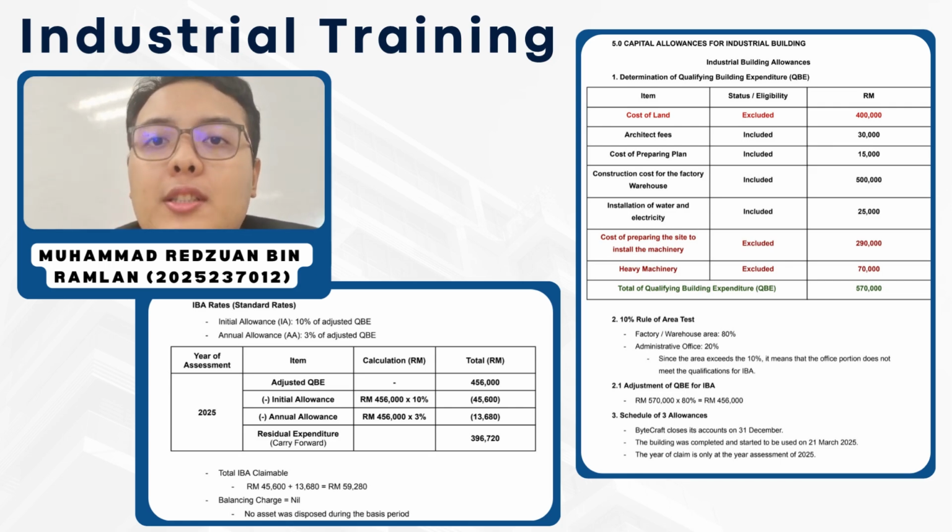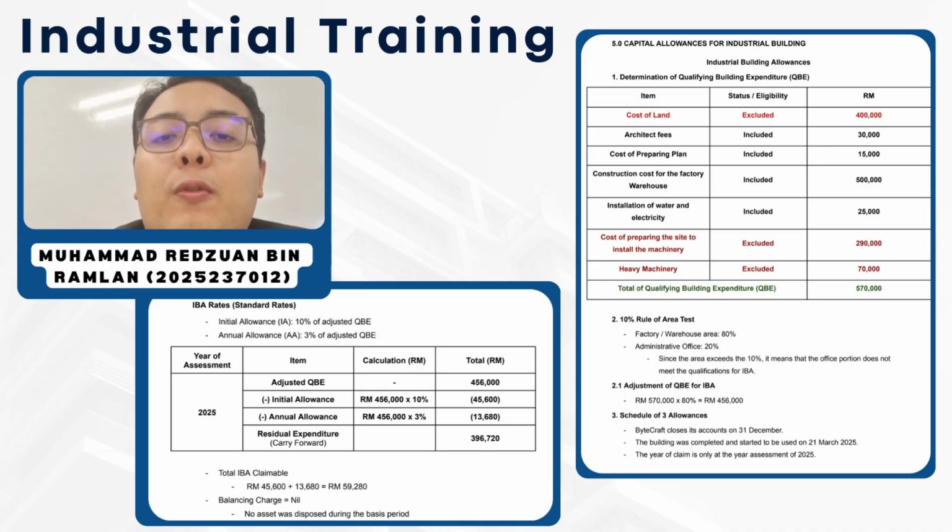First, the qualifying building expenditure. Out of the total cost, the cost of the land, heavy machinery and site preparation for machinery are strictly excluded under standard public ruling. Only the core building costs like construction, architect fees and basic utilities are accepted, bringing the raw QBE to 570,000. Second, the 10% rule of area test.